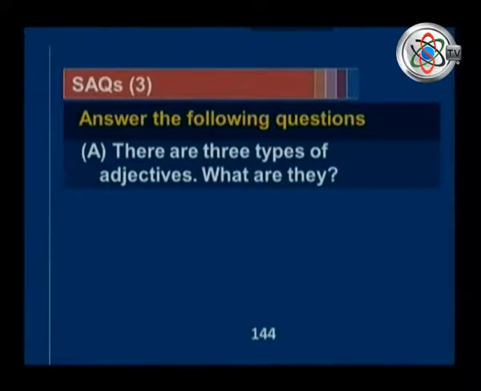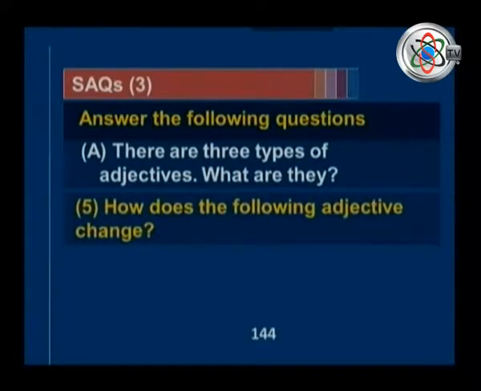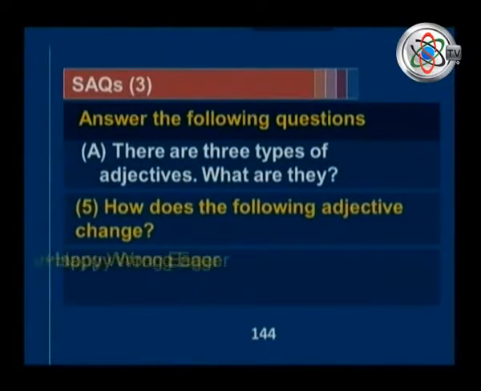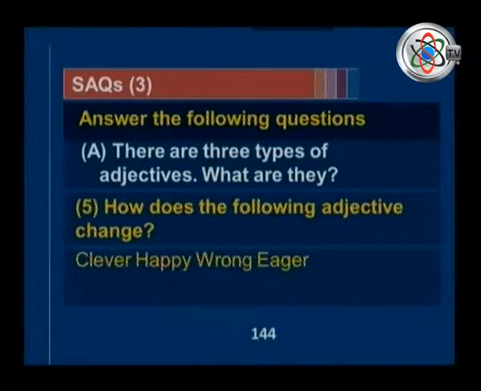There are 3 types of adjectives. What are they? Again, how does the following adjective change? Clever, happy, wrong, eager. Let us have clever. When you compare 2 or 3 or more than 3, how can we go about it? Cleverer than, the cleverest. And you could possibly say, marvelous, more clever, the most clever.